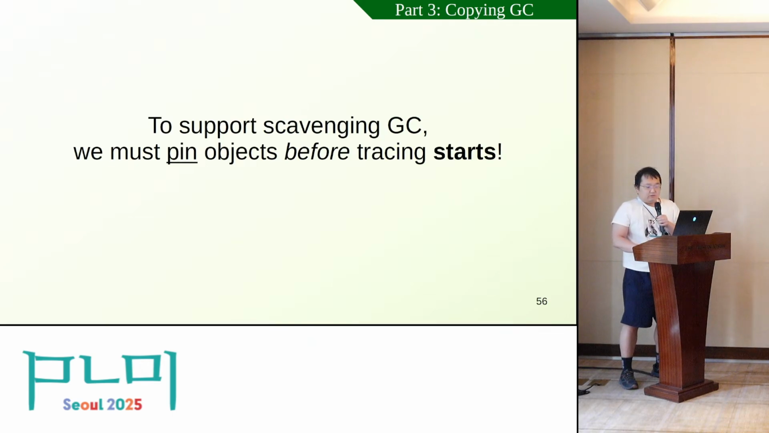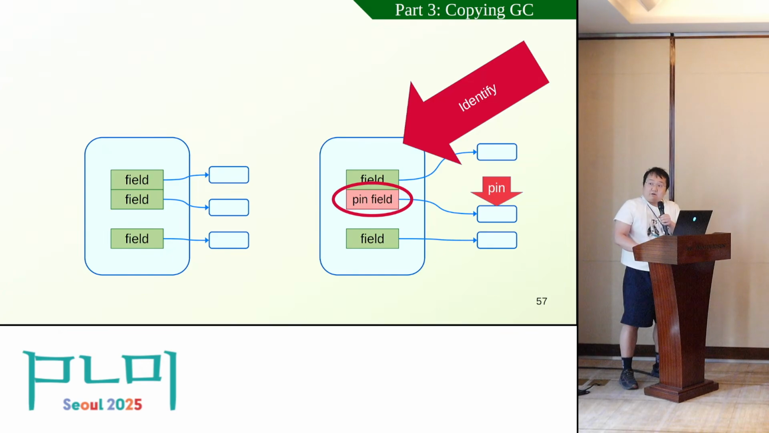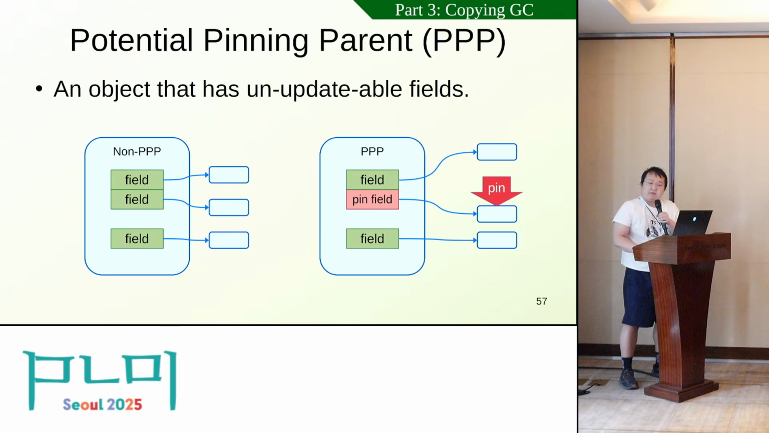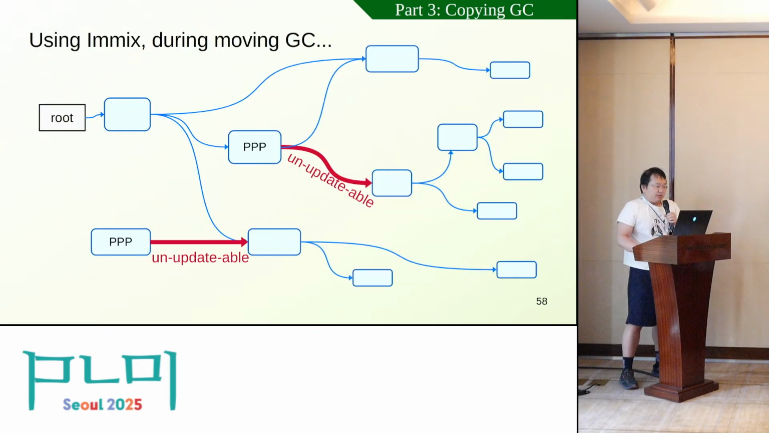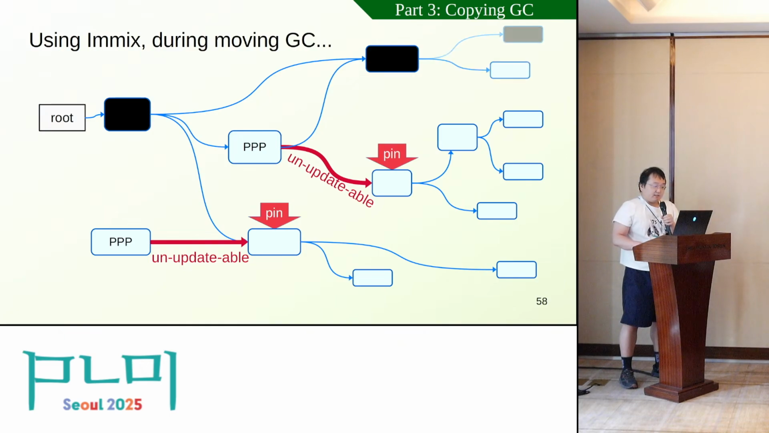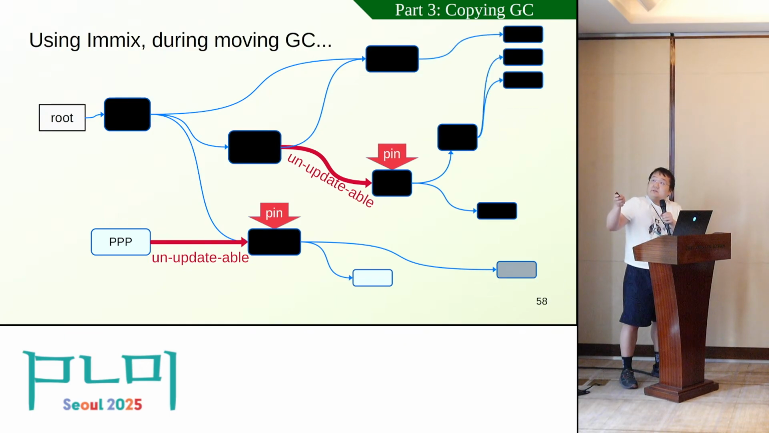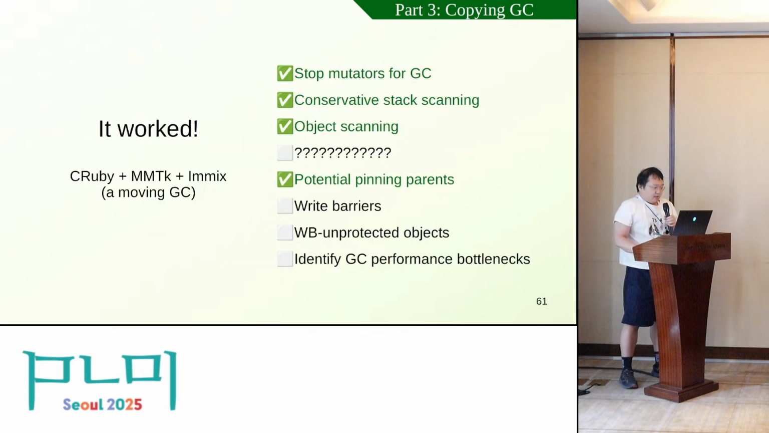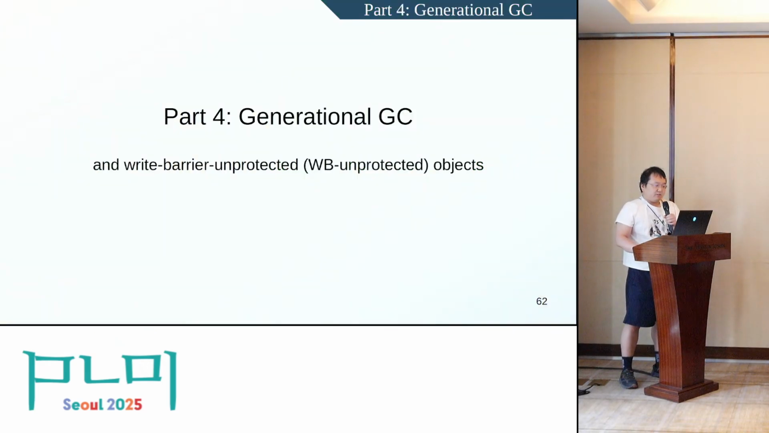So to support scavenging GC, we must pin objects before tracing starts. So in order to do this, we need to identify all objects that have unupdatable fields, and we call such objects potential pinning parents, or PPP for short. And when using Immix, during moving GC, because we identify the PPPs, we pin their children before we start tracing. You see, the tracing can update some of the objects, but not the pinned objects. And it worked. Now CRuby works with MMTK and a moving Immix collector. And we can proceed to part 4, generational GC.